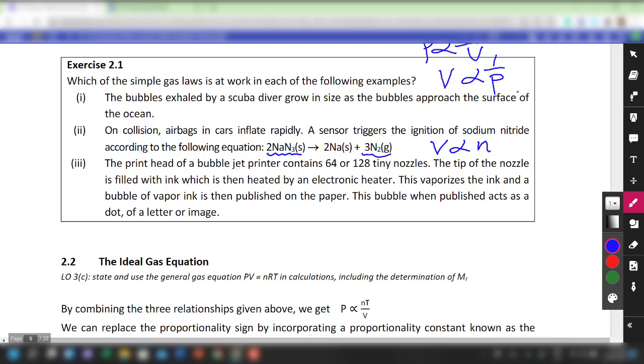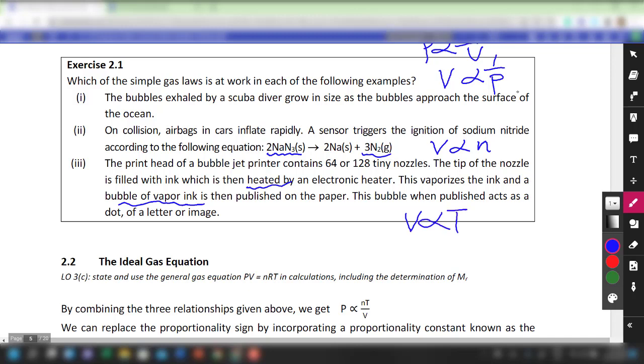Okay, so what are we looking at here? Do take note that there are some terms which you can look at. It includes being heated up, so there's a temperature component, and then a bubble of the vapor ink pushed out. So we are probably looking at the relationship between volume and temperature. So in this case, we are looking at Charles' law, where the volume of the ink is directly proportional to the temperature.